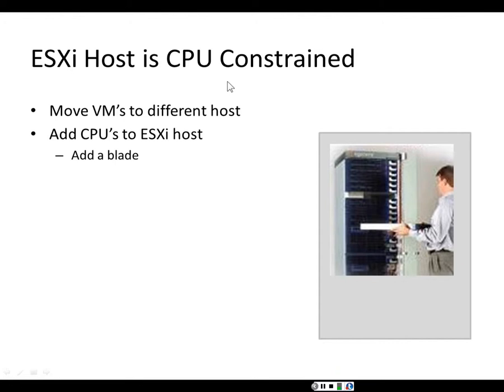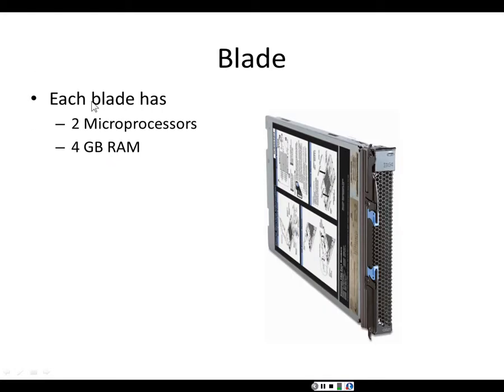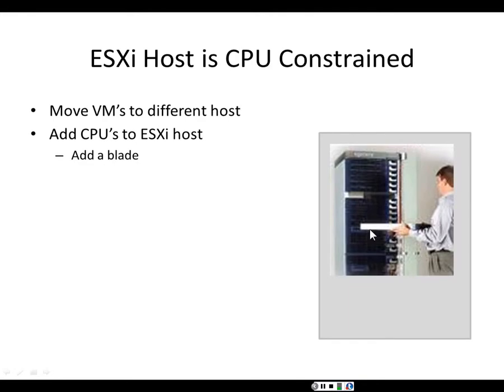So if the ESXi host is CPU constrained, we can either, one, move the virtual machines to a different ESXi host, or we can add more CPUs to the ESXi host. And the way we do that is to add another blade to the blade server. And a blade, as you know, is a circuit board which has 2 microprocessors and 4 gig of RAM. So when you put a new blade in the blade server, you are adding 2 processors and 4 gig of RAM. So if the ESXi host is CPU constrained, then add more CPUs.